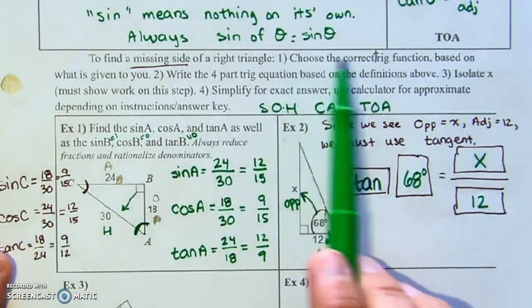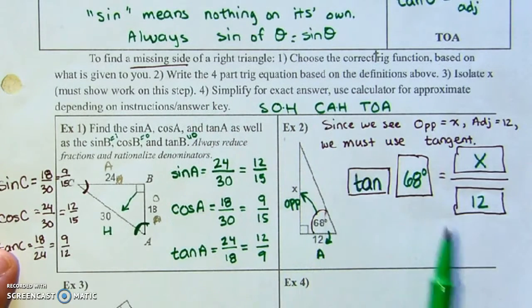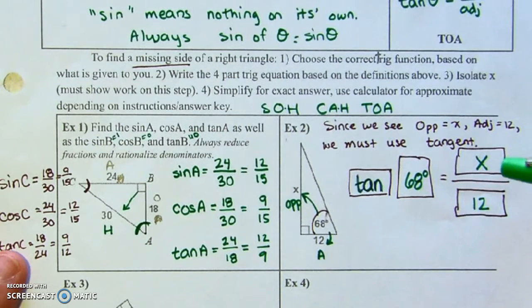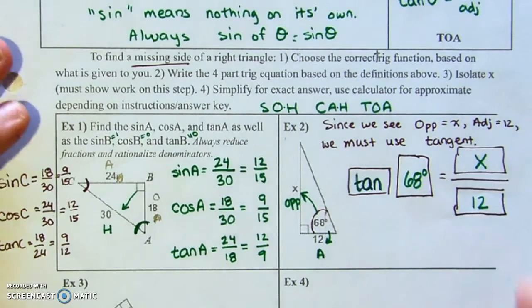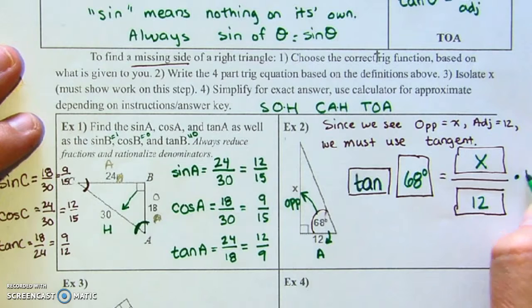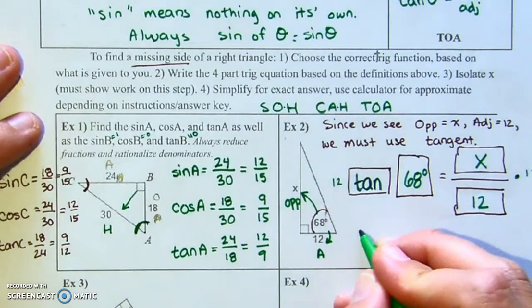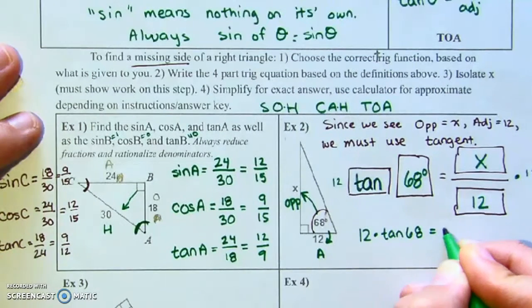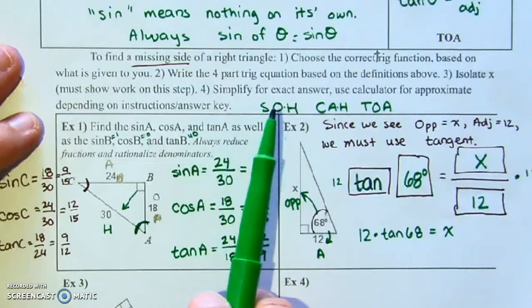Step 1, choose the correct trig function. Step 2, write the 4-part trig equation. Step 3, isolate the x. If x is being divided by 12, how do we isolate it? How do we undo division by 12? We're going to multiply both sides by 12. I'm going to clean up my work. Normally, you're not going to have those boxes. 12 times the tangent of 68 equals x. Simplify for the exact answer.